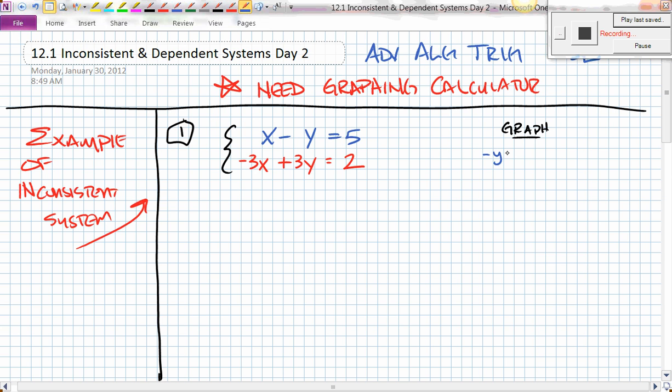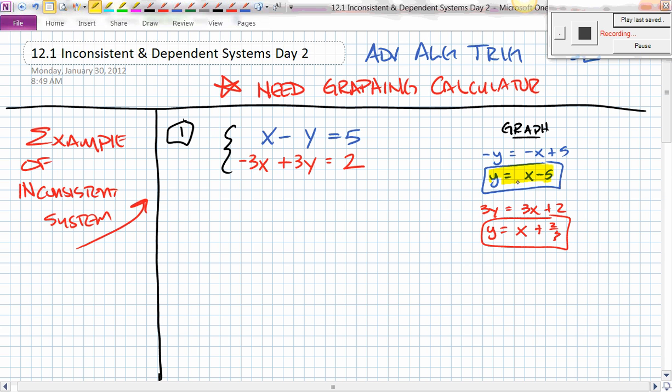Yeah, I'd have negative y is equal to negative x plus 5. So that means y has to be positive x minus 5. Do we agree with that? Okay, good. And then if I was going to solve the red one, I would have 3y equals 3x plus 2. So y is x plus 2/3. Do we agree with that? It's an ugly looking 3.